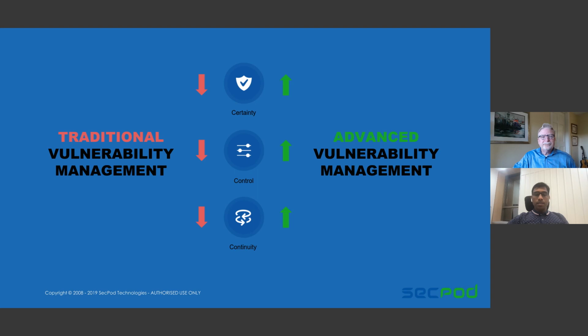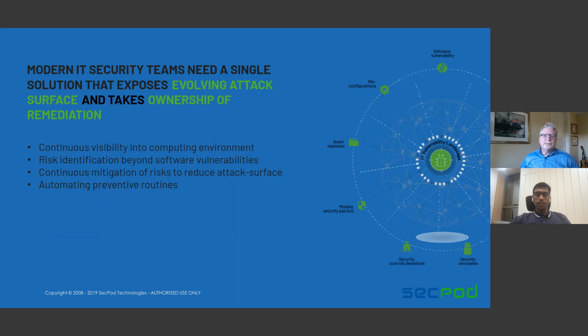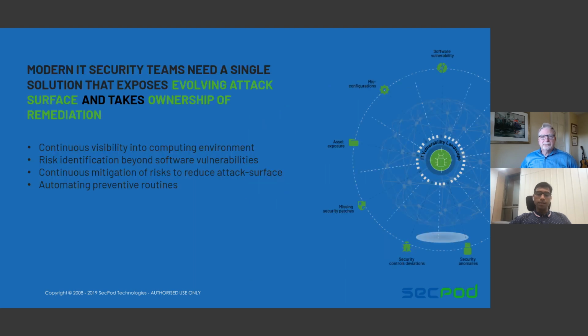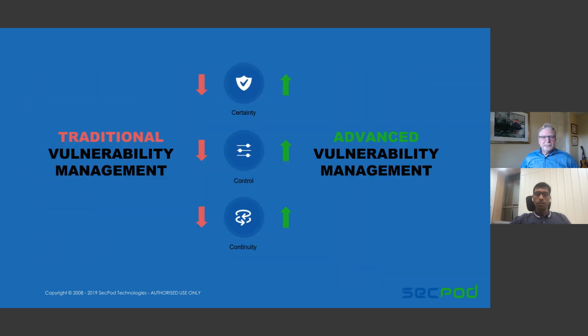So we call it an advanced vulnerability management framework. I highlighted three problems early on in the prior slide, where I talked about: are we covering all the vulnerabilities? Do we have an integrated remediation or not? And is it a continuous and automated process? So with our framework, with our platform, Cyber Hygiene Sera, now Cyber Hygiene platform, these are the promises that our platform delivers.